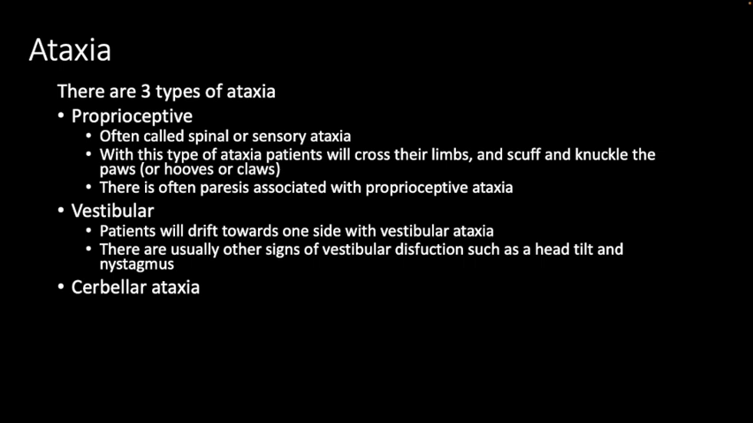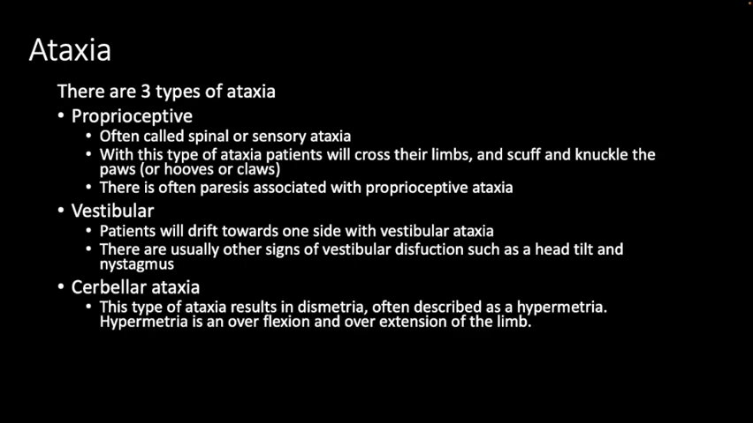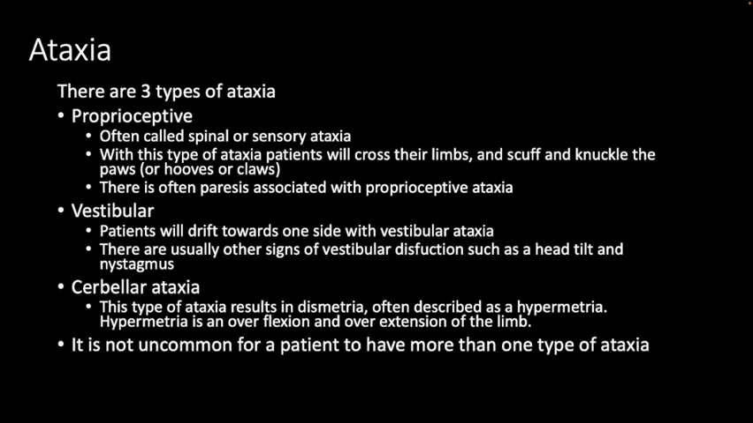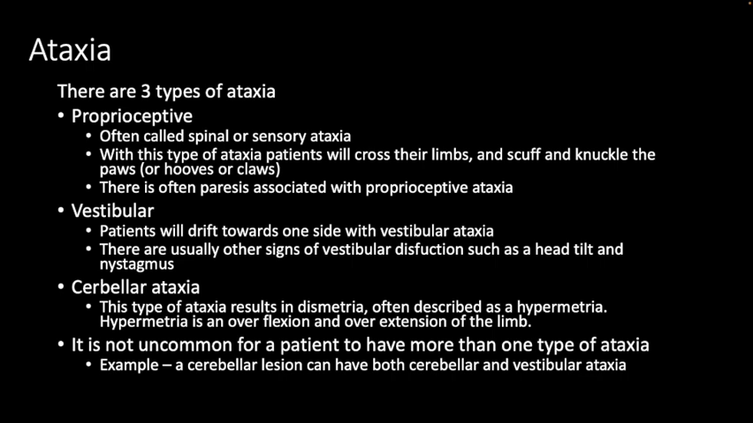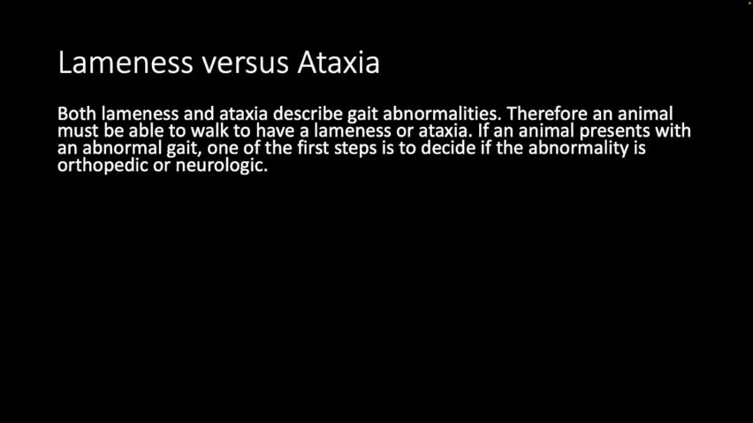The final type of ataxia is cerebellar ataxia, mostly described as a hypermetric gait where there is overflexion and overextension of the affected limbs. Depending on the location of the lesion, it is not uncommon for an animal to have more than one type of ataxia. An example of this would be a patient with a cerebellar lesion, as this could result in both hypermetria and vestibular ataxia. Briefly, it is worth mentioning lameness.